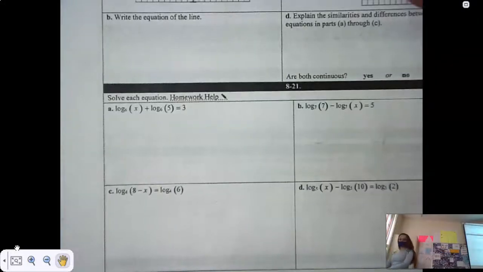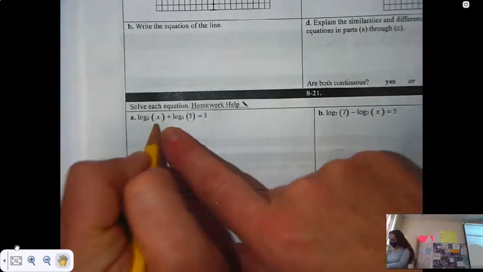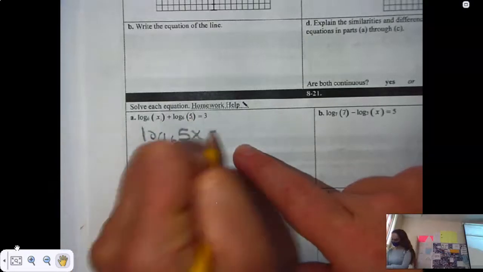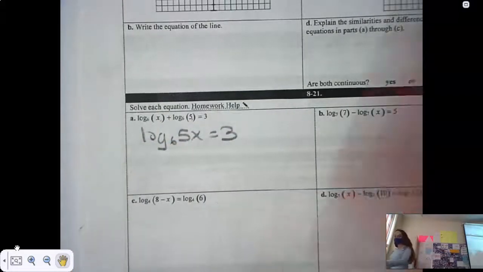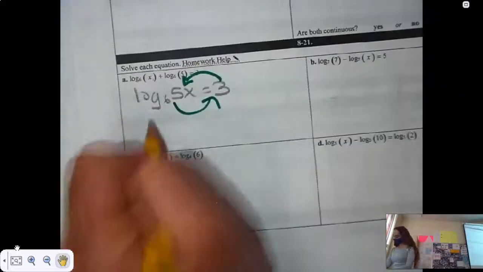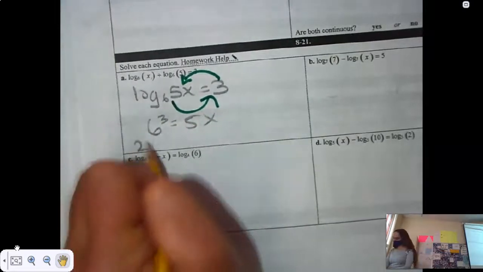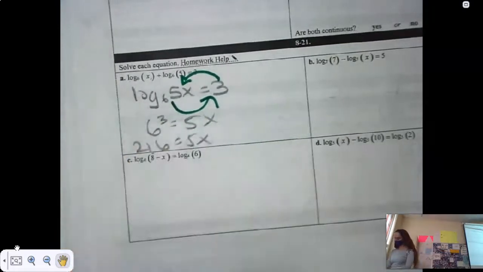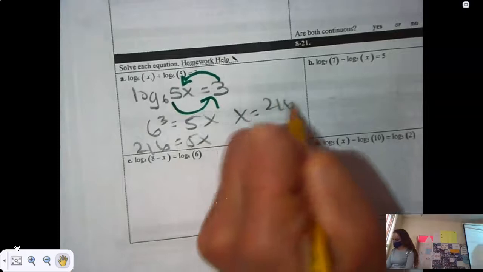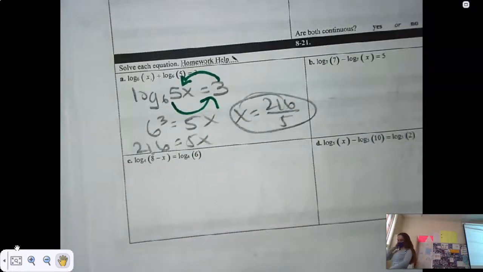This one, this is your rule about logs. I'll do the first one, you do the next one. So when it's adding, it really means multiply. So I'm going to go log 6, 5 times x is 5x equals 3. Once you have one log, boom, change it to exponential. So that would be 6 cubed equals 5x. 6 cubed is 216 equals 5x. Divide by 5. Okay, hopefully I read that right. All right, the rest you can do.